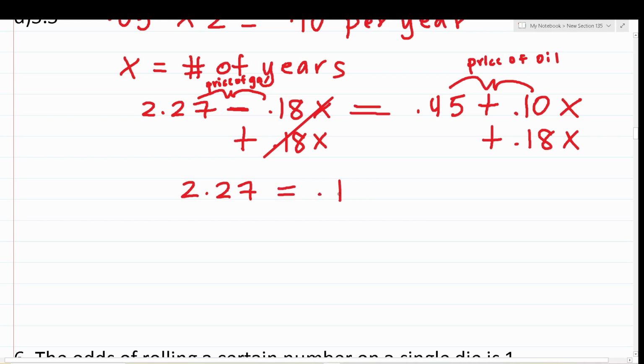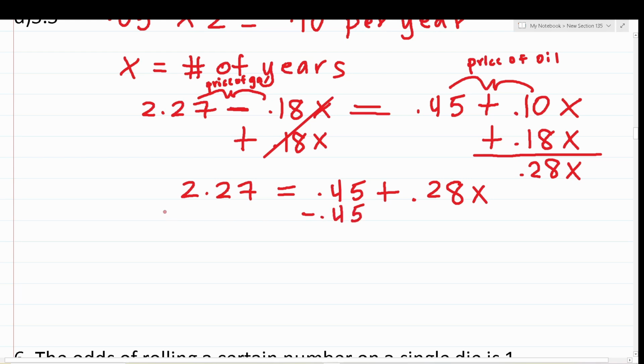And we have 0.45 plus, what is 0.10 plus 0.18? That's actually pretty easy to do mentally. 0 plus 8 is 8. 1 plus 1 is 2, so this is plus 0.28x. All right, so we're solving for x, so let's move this 45 cents to this side via subtraction. This crosses out here, leaving you with 0.28x on this side.